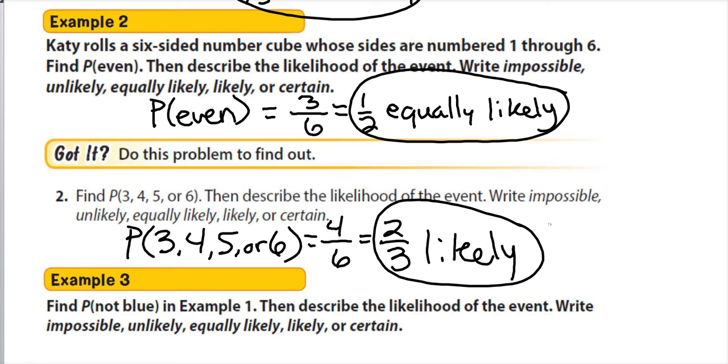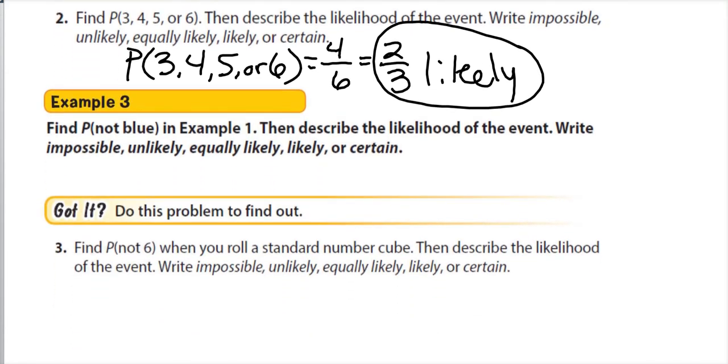All right, let's try example 3. Now we're going to switch to the other part of this lesson, which is to find the complement, meaning what's not going to happen. All right, so what's the probability of not finding blue in the first example? Let's try that. So it's going to be the probability of not blue.